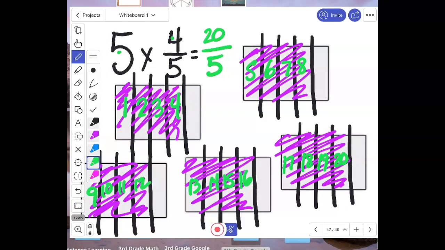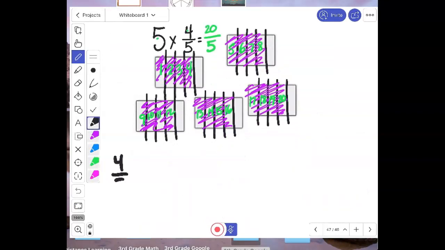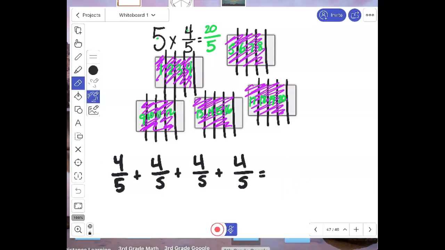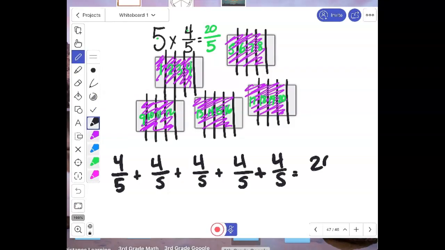It's the same thing as 4/5 plus 4/5 plus 4/5 plus 4/5 plus 4/5, right? If I added that all together, that equals 20/5, because I have 4, 8, 12, 16, 20. So I am really just multiplying my whole number by my numerator.